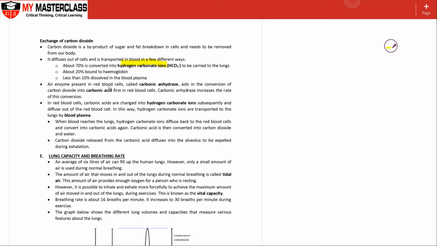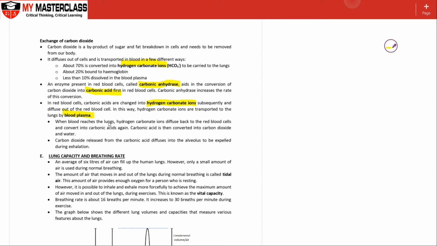So your carbon dioxide enters into the red blood cells. The red blood cells contain this enzyme called carbonic anhydrase. What it does is it converts the carbon dioxide in the red blood cells into carbonic acid. So carbonic acid itself will be changed into hydrogen carbonate ions, which will then be carried throughout the blood plasma. And once it reaches the lung region, where your capillaries wrap around the alveolus, the reverse will take place. Okay, so initially, carbon dioxide is converted to carbonic acid. Carbonic acid is converted to hydrogen carbonate ions.